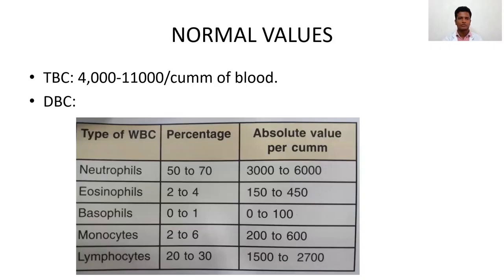Normal values of WBC: total blood count is about 4,000 to 11,000 per cubic mm of blood. In differential blood count, neutrophil is 50 to 70%, which is about 3,000 to 6,000 absolute value per cubic mm, and eosinophil is 2 to 4% and 150 to 450 absolute value per cubic mm. Basophil is 0 to 1%, 0 to 100 absolute value per cubic mm. Monocyte is 2 to 6% and 200 to 600 absolute value per cubic mm. Lymphocyte is 20 to 30% and 1,500 to 2,700 absolute value per cubic mm.